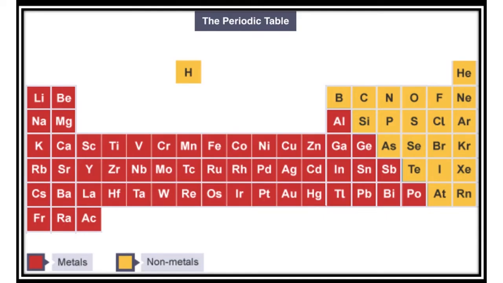Have a look at the periodic table. There are 2 sides colored here, which are the metal side and the non-metal side.